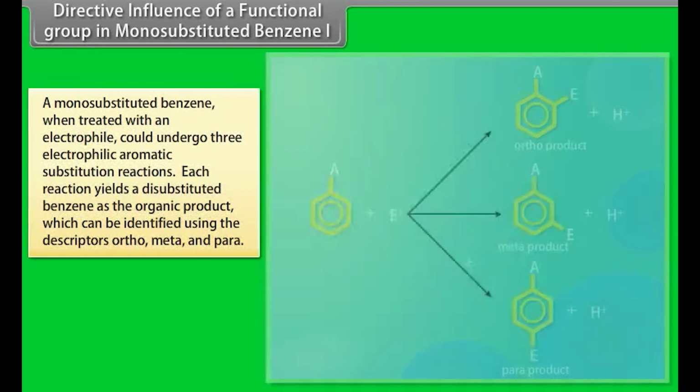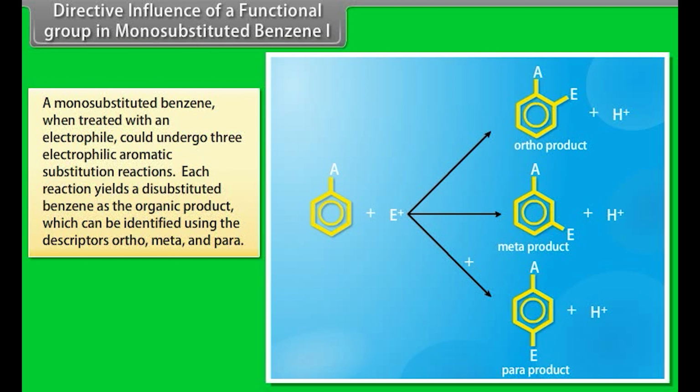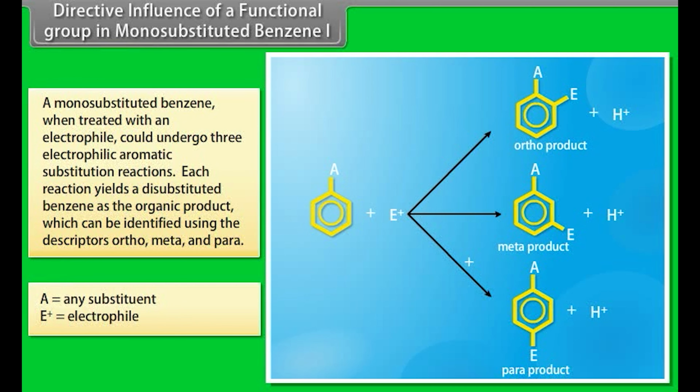Directive influence of a functional group in monosubstituted benzene 1. A monosubstituted benzene, when treated with an electrophile, could undergo 3 electrophilic aromatic substitution reactions. Each reaction yields a disubstituted benzene as the organic product, which can be identified using the descriptors ortho, meta, and para. A is equal to any substituent. E+ is equal to electrophile.